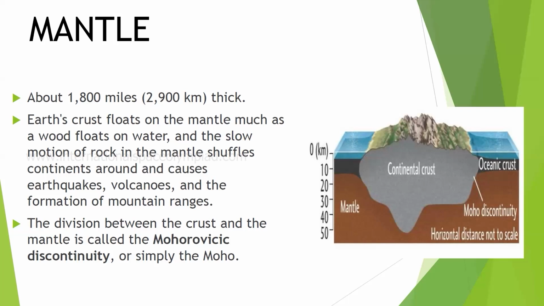Earth has different plates which are moving above this mantle. The division between the crust and the mantle is called the Mohorovicic discontinuity. Again, an important question: what is the division between the crust and the mantle called? It's the Moho discontinuity or Mohorovicic discontinuity.